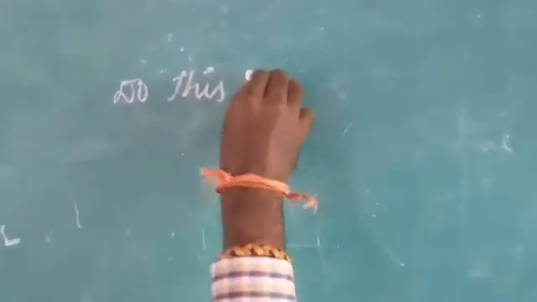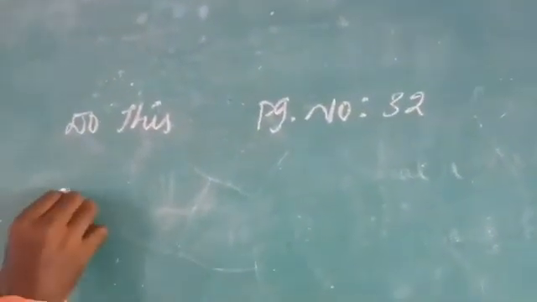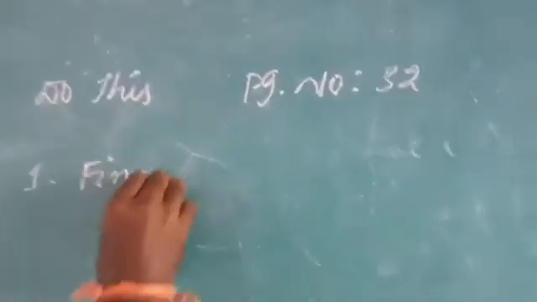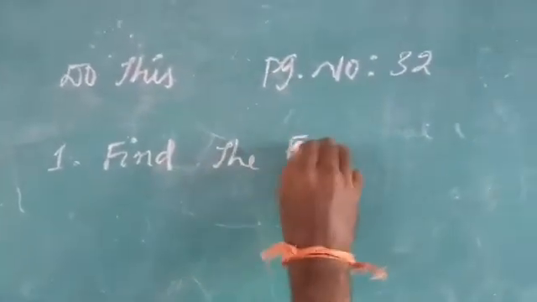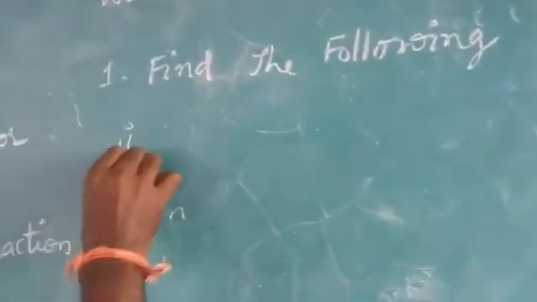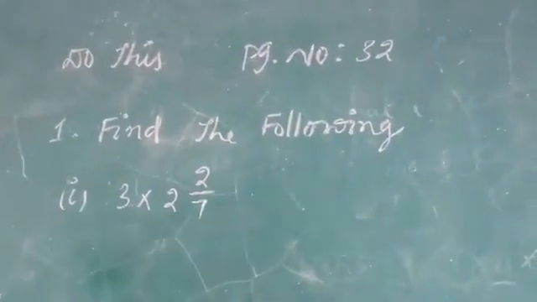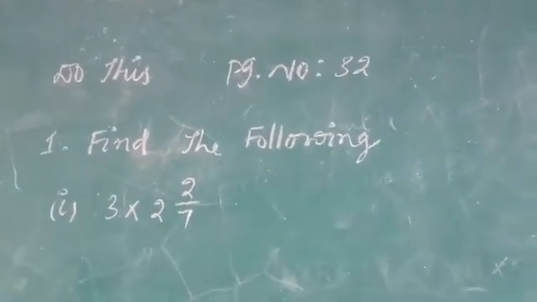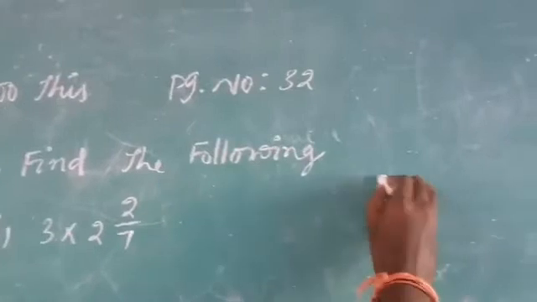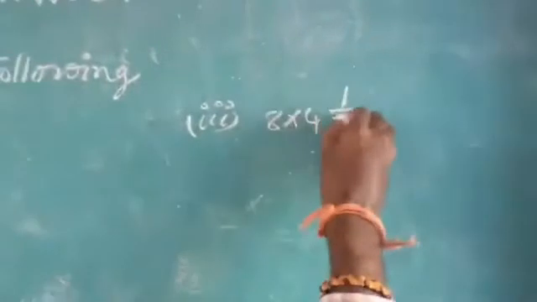Do this. Page number 30. Find the following. What is given here? The first one is 3 into 2 by 7. I would like to explain one more problem, the third one. What is the third one? 8 into 4 1 by 7.